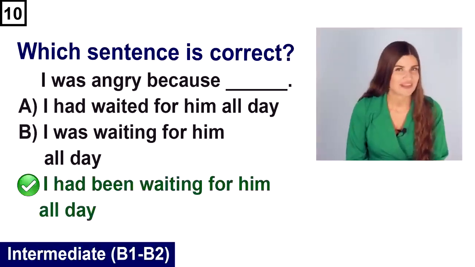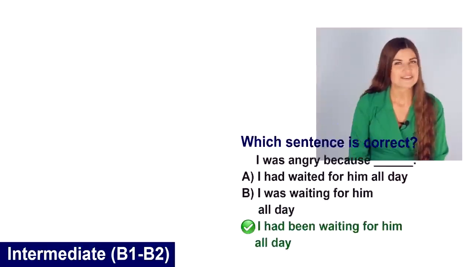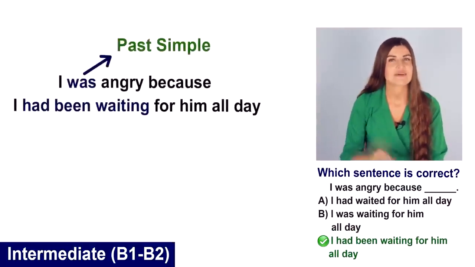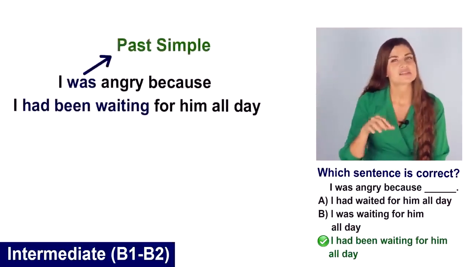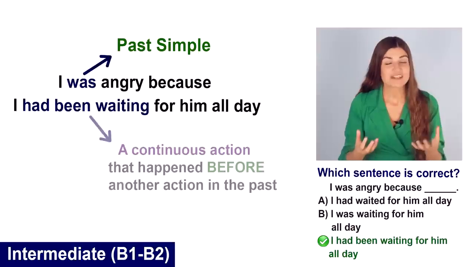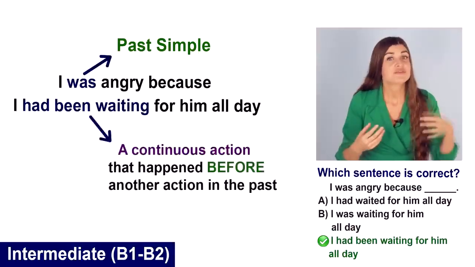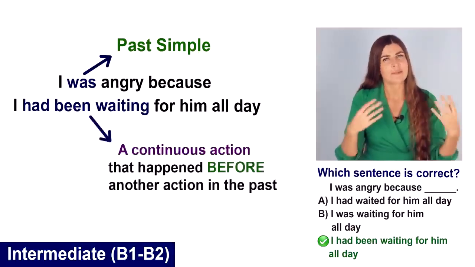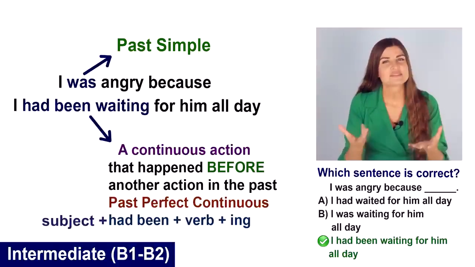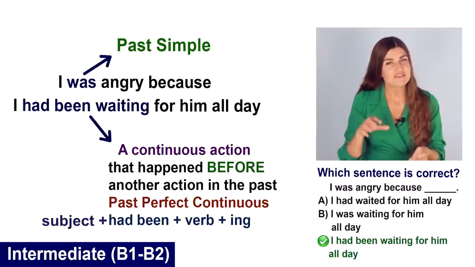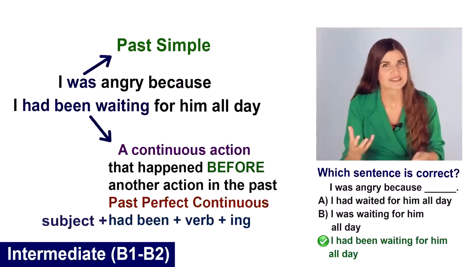Had been waiting for him all day. The first part of the sentence is the past simple. I was angry. When we're talking about something that happened before another action in the past, we use past perfect continuous, if that action was continuous: subject plus had plus been plus a verb plus ing.